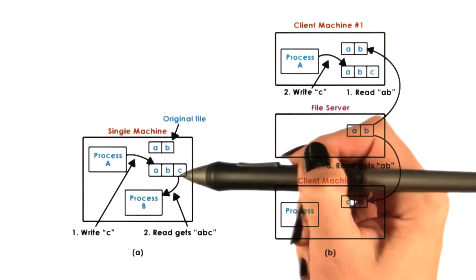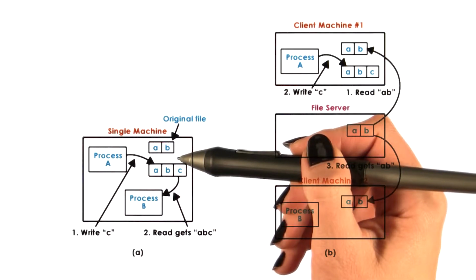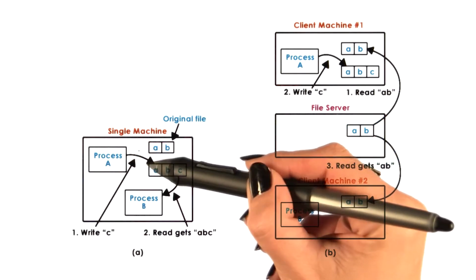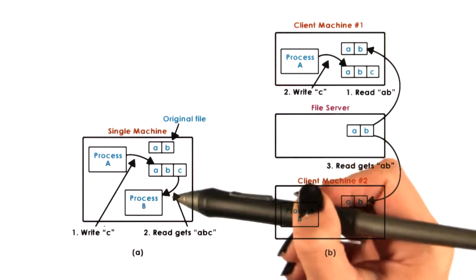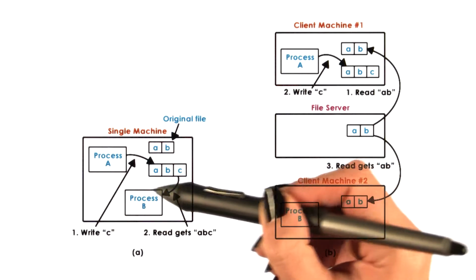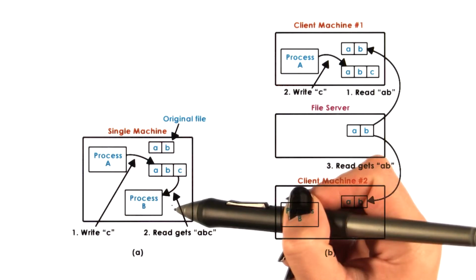To explain the file sharing semantics in a distributed file system, let's see what these look like first in a single node environment and then compare how they differ from the distributed multi-node environment. On a single node in a Unix environment, we have the following semantics. Whenever a file is modified by any process, in this case, process A writes C, that change will immediately be visible by any other process on that machine.